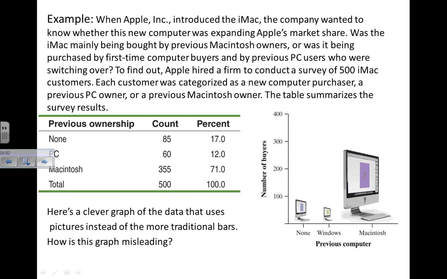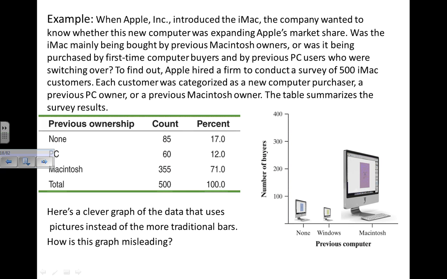All right, another example for you. When Apple Incorporated introduced the iMac, the company wanted to know whether this new computer was expanding Apple's market share. Was the iMac mainly being bought by previous Macintosh owners, or was it being purchased by first-time computer buyers and by previous PC users who were switching over? To find out, Apple hired a firm to conduct a survey of 500 iMac customers. Each customer was categorized as a new computer purchaser, a previous PC owner, or a previous Macintosh owner. The table summarizes the survey results.